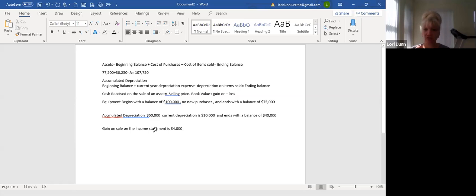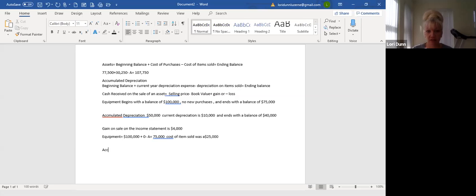So now you just fit it into your formula. For the equipment, the beginning balance is 100,000. There were no new purchases. Subtract A, which would be the cost of the item sold, and that will give you your ending balance. Well, if that's the case, the cost of the item sold was $25,000. That was the original cost.